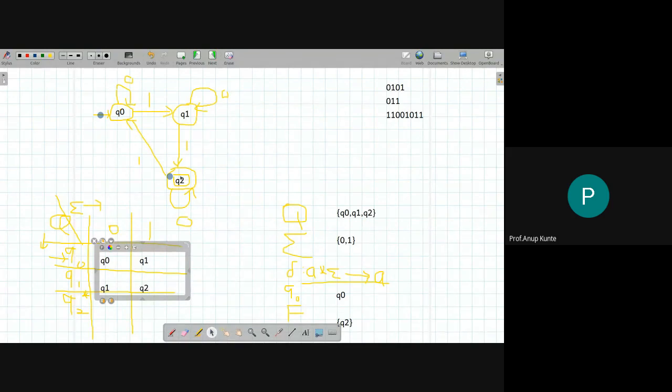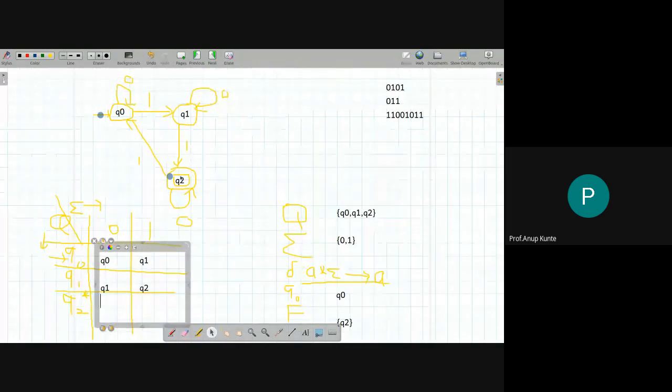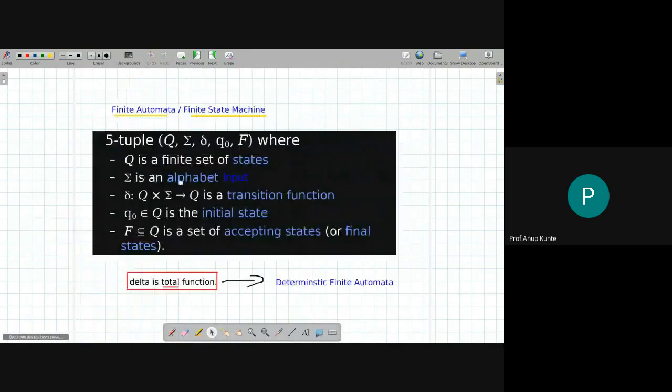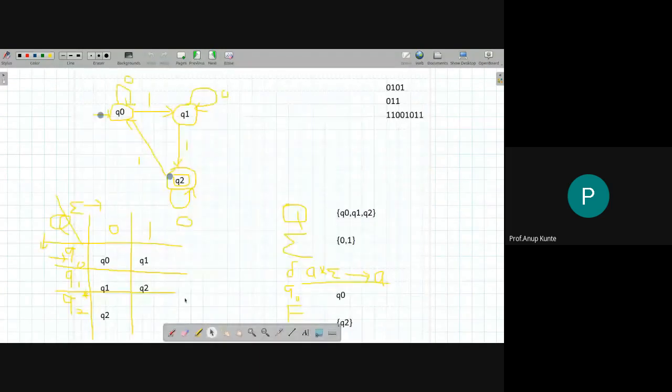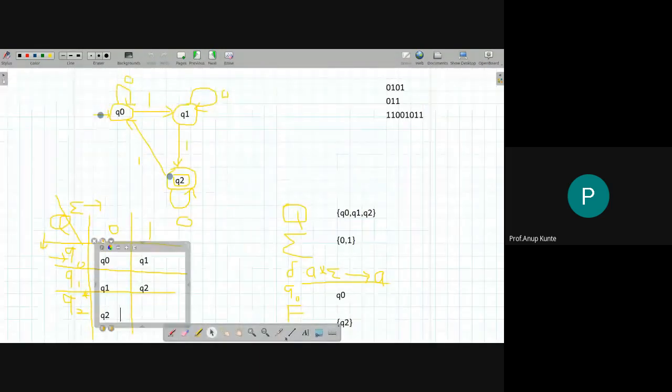So this is the thing that I fill over here. Q2 on input 0 keeps me in Q2. And Q2, sorry, I hit a wrong shortcut. Sorry for that. Q2 on input 1 takes me back to Q0.